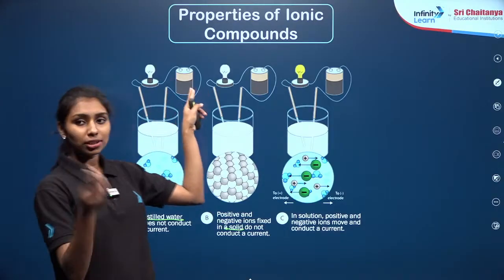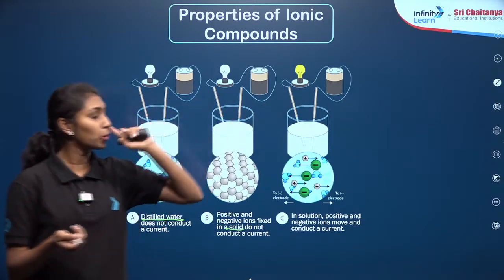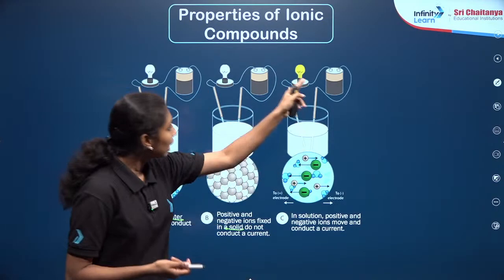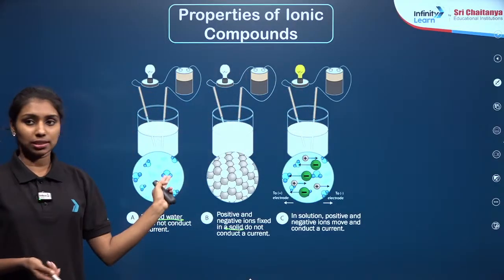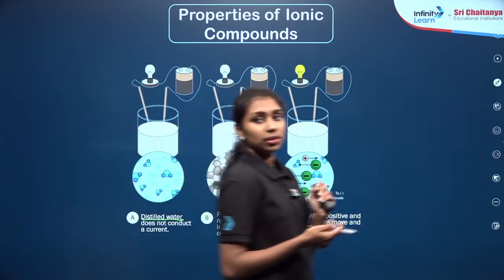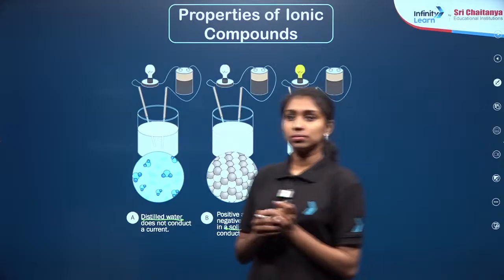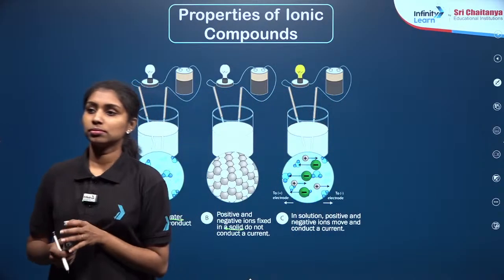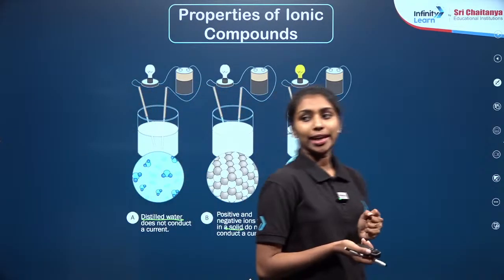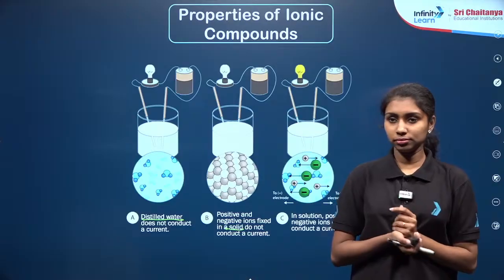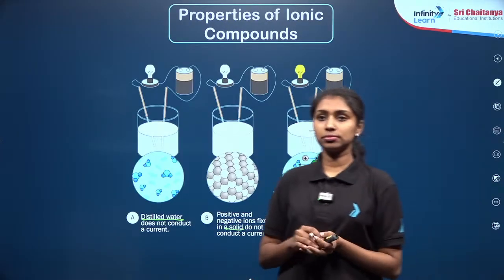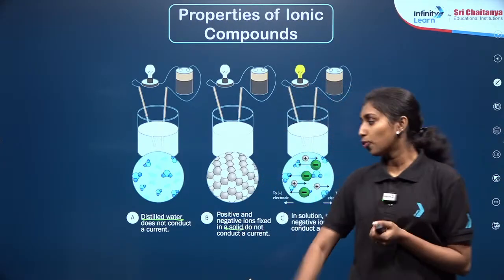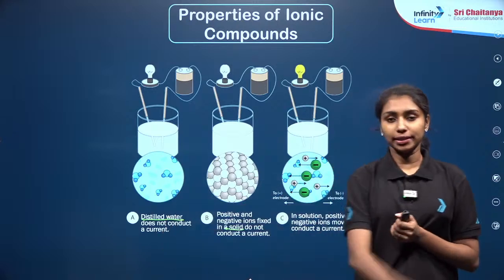These two bulbs are not producing light, but this bulb is producing light, which means it can conduct electricity, while the others do not conduct electricity. What is the reason behind that? Anyone? First case, it is the distilled water.